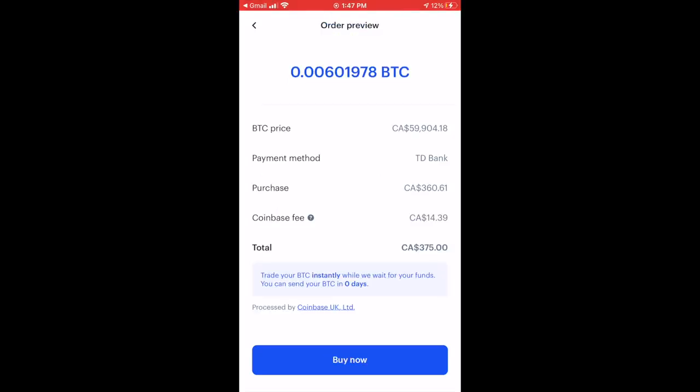As you can see, it gives you all the information here. It tells me what the price of Bitcoin currently is. It tells you the payment method, which is my bank. It tells you how much it's going to cost me, and it also tells you the Coinbase fee. Whenever you buy Bitcoin or any coin, you have to pay a little fee.